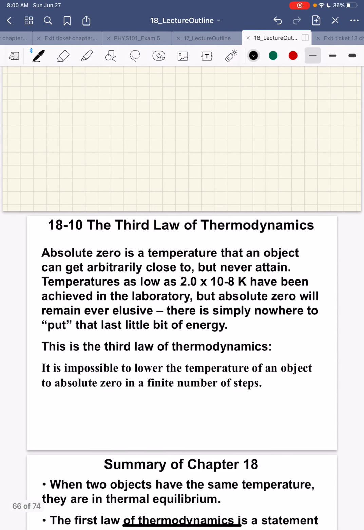The third law of thermodynamics says that absolute zero is a temperature that an object can get arbitrarily close to but never attain, which means we cannot attain absolute zero. Temperatures as low as 10 to the minus 8 Kelvin have been achieved in the labs, but absolute zero will remain ever elusive. There is simply nowhere to put that last little bit of energy. This is called the third law of thermodynamics: it is impossible to lower the temperature of an object to absolute zero in a finite number of steps.